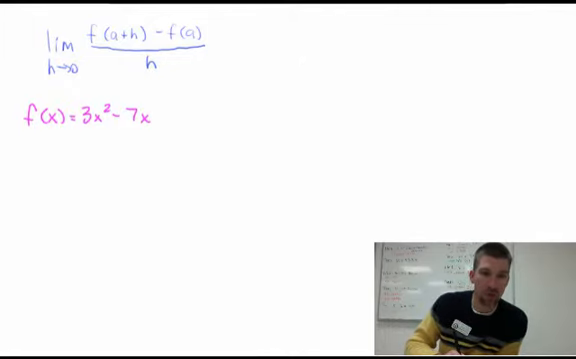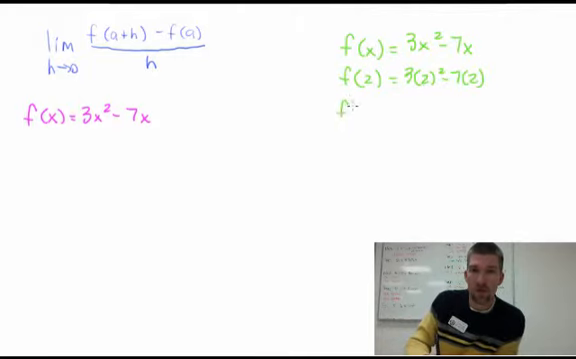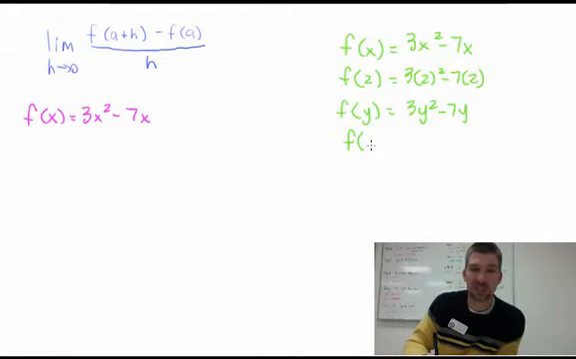So let's take a pause real quick and look at some patterns, and we'll use this f of x. If I've got 3x squared minus 7x and I want f of 2, I put a 2 in everywhere I see an x. So this becomes 3 times 2 squared minus 7 times 2. Or what if I said a y? Then everywhere I see an x, I put a y in: 3y squared minus 7y. What about f of h? Then I'm going to have 3 times h squared minus 7 times h.